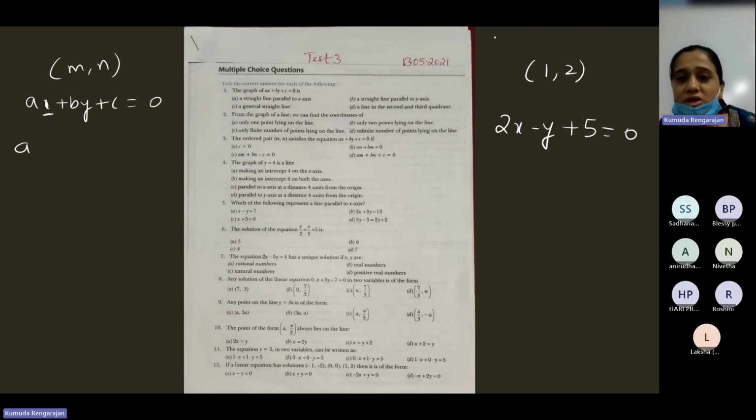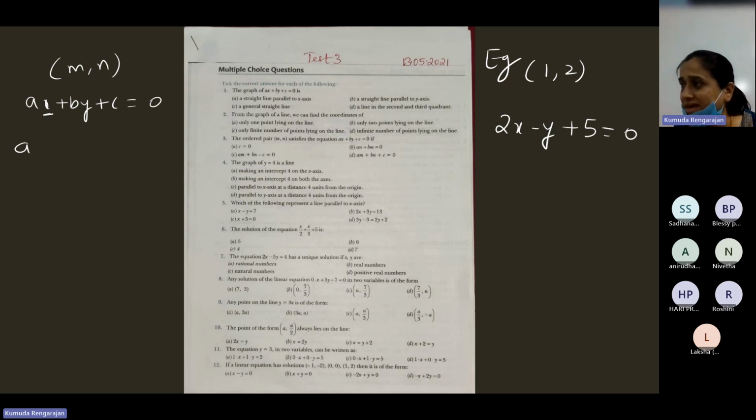Okay, for example, children, we have the linear equation 2x minus y plus 5 is equal to 0. We need to check if the point (1, 2), the ordered pair (1, 2), satisfies it. Why ordered pair? Because the order is important: (2, 1) is a different point. The order is very important.